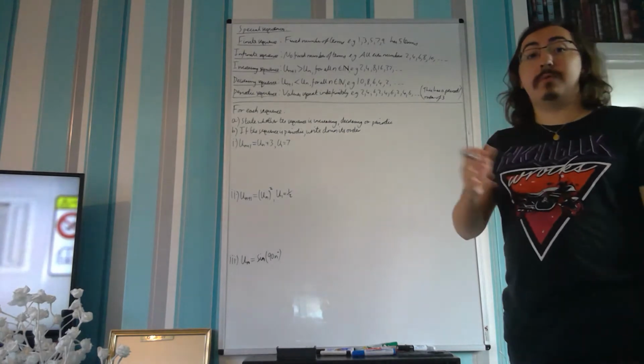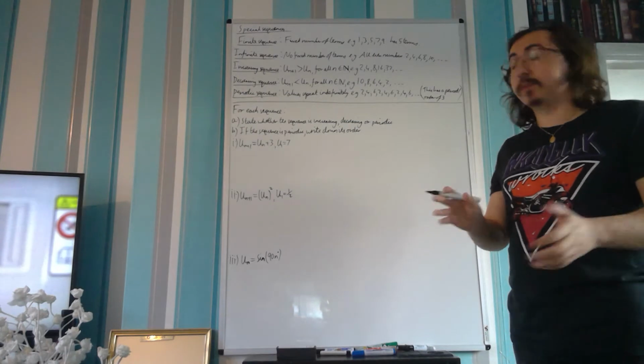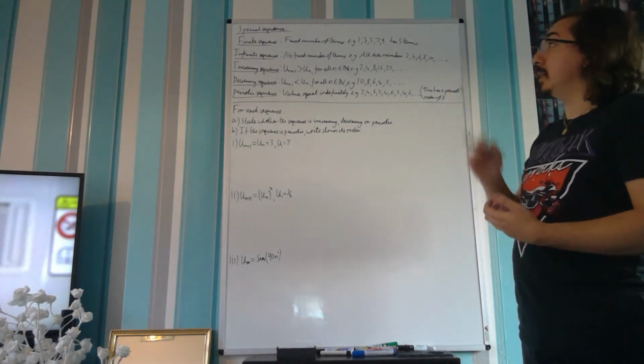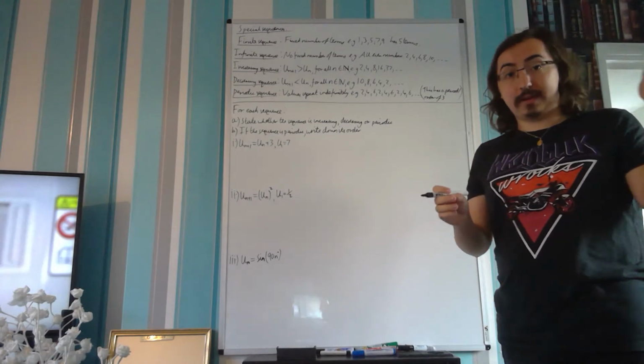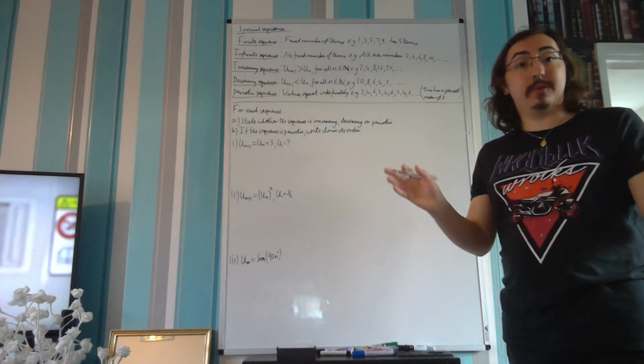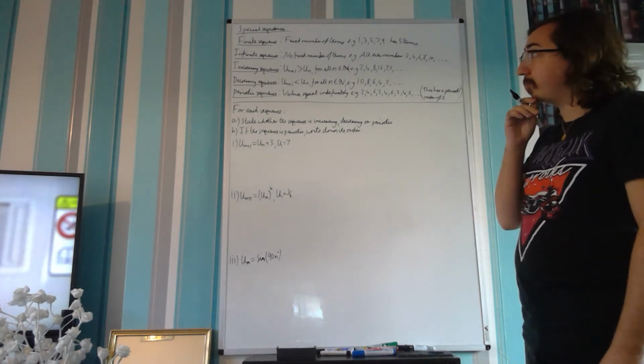Then we have the infinite sequences. That means that there is no fixed number of terms. So we're not going up to 5 terms or 100 terms. There is an infinite number of terms. And an example of this would be looking at all even numbers. So 2, 4, 6, 8, 10 and so on. If you carry that on, there's an infinite number of even numbers. So that would be an infinite sequence.